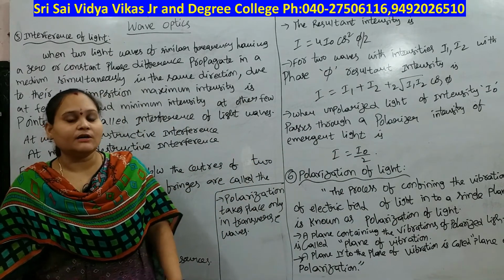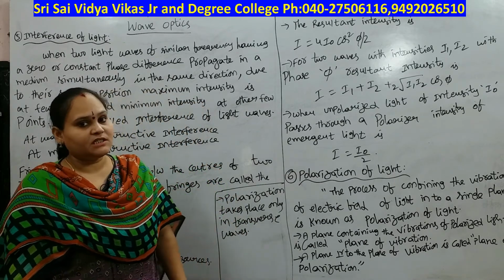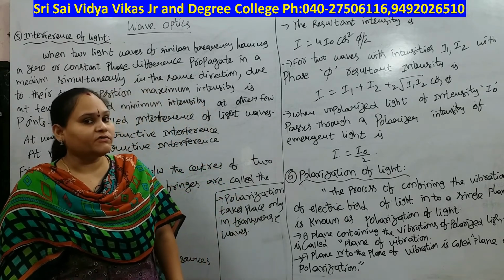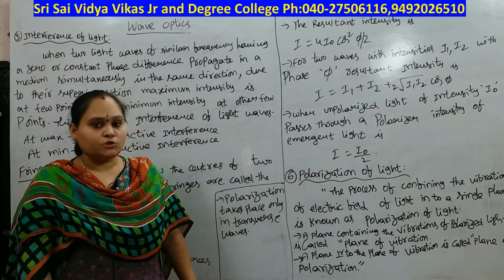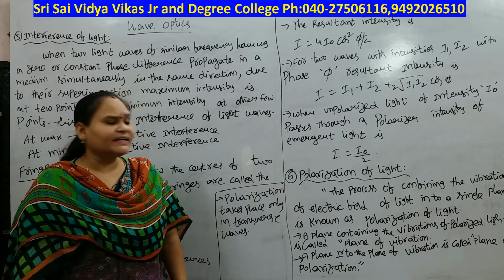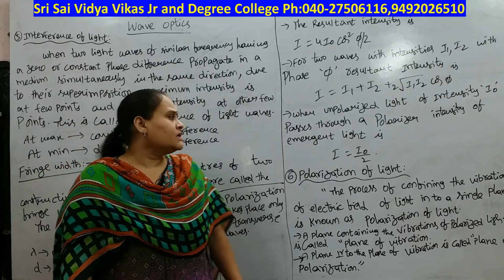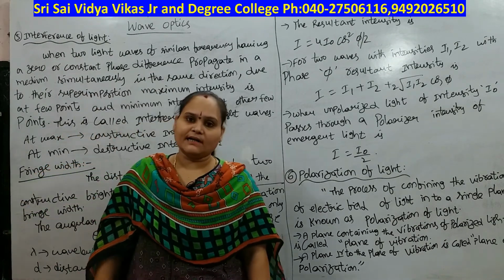The resultant intensity we are observing is I equal to 4 I naught cos squared of phi by 2. Here I naught is the maximum intensity term. If we consider two sources of intensities I1 and I2, the resultant intensity is I equal to I1 plus I2 plus 2 root of I1 I2 cos phi. And when unpolarized light of intensity I naught passes through a polarizer, the intensity I we get is I naught by 2.